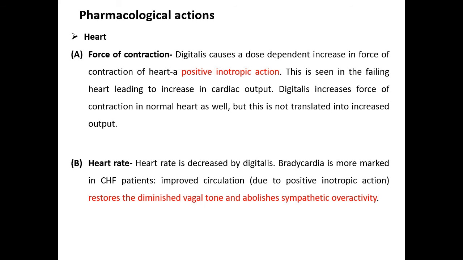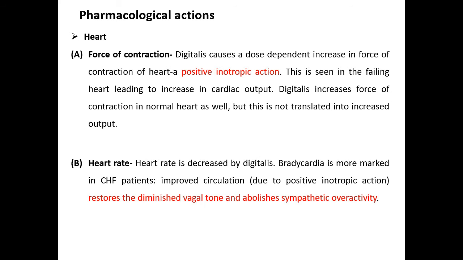Force of contraction. First is force of contraction. So digitalis causes a dose-dependent increase in force of contraction of the heart, which means it produces positive inotropic action. In a failing heart, it leads to an increase in cardiac output. In a normal heart, digitalis also increases the force of contraction, but it will not get translated to increased cardiac output. It will increase cardiac output through positive inotropic action only in the heart failure condition.